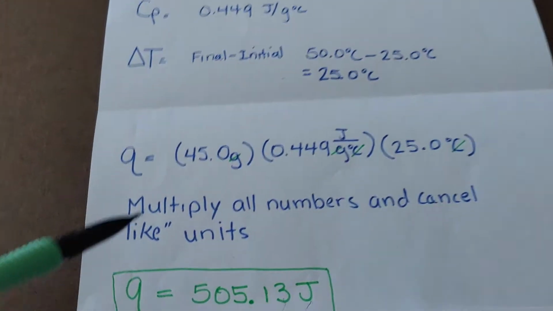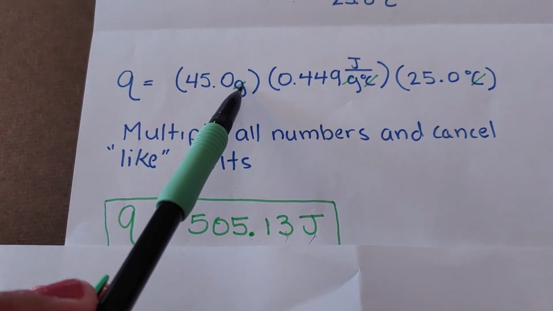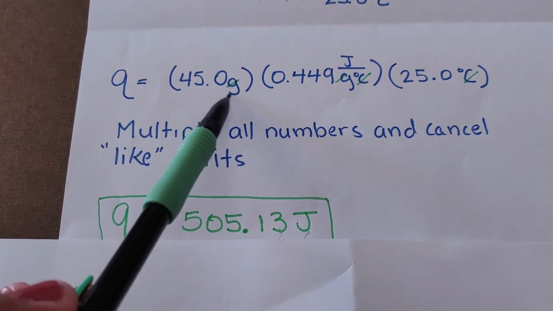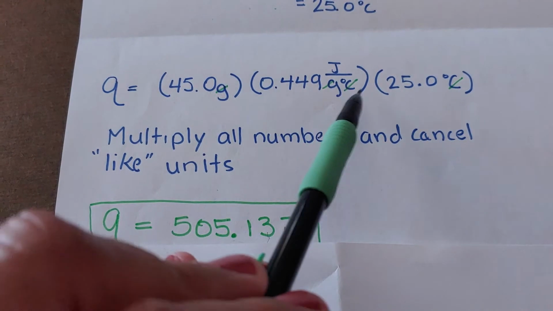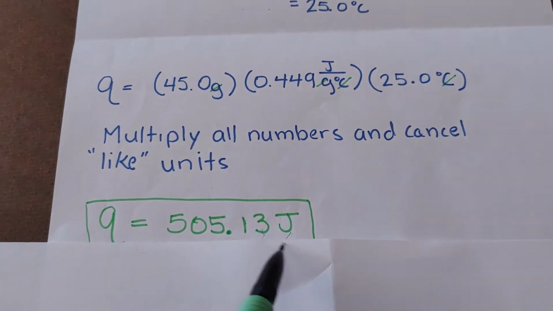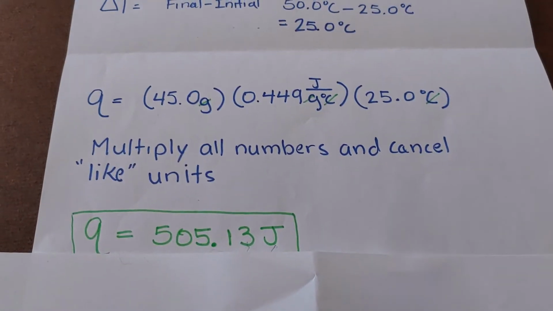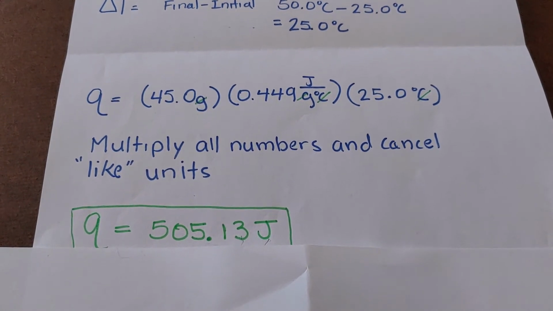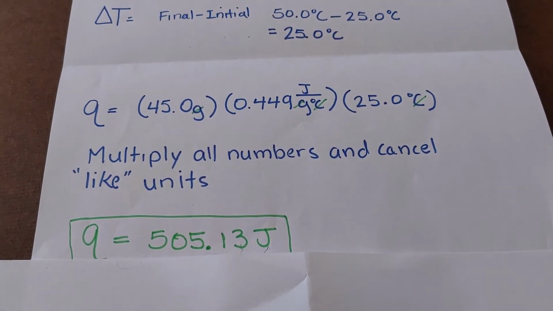But if we also cancel the like units, we'll find out that our remaining unit is joules. So grams cancels with grams, Celsius with Celsius, and we're left with joules. And that is the answer for our first example. Let's go ahead and go to the next.